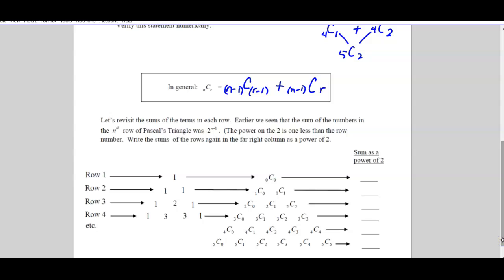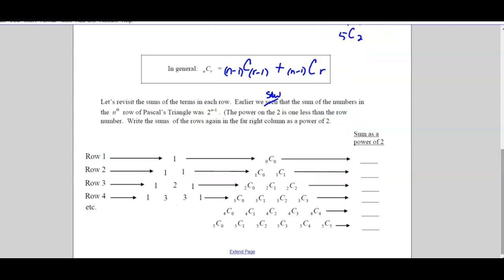All right, so there's your Pascal's triangle related to the combination notation. Earlier we saw that the sum of the numbers in the nth row of Pascal's triangle was 2 to the n minus 1. The power of 2 is 1 less than the row number. So it's asking you to write the sums here as a power of 2, so just quickly rewrite them.